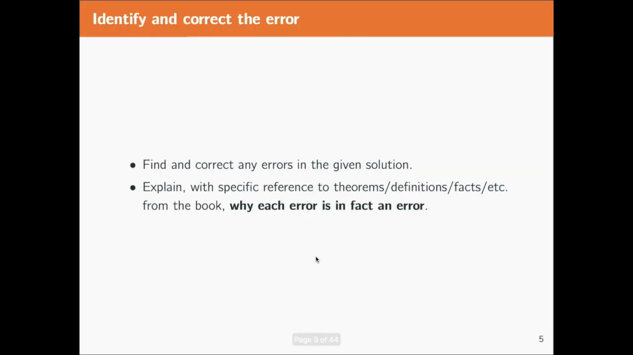The second type of problem is identify and correct the error. You will be given a question and a solution, and you have to find and correct any errors in the given solution. After you have identified the errors, be sure to justify with specific reference to the book why each error is in fact an error.